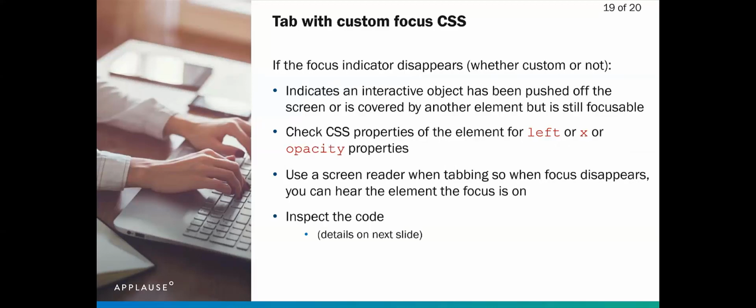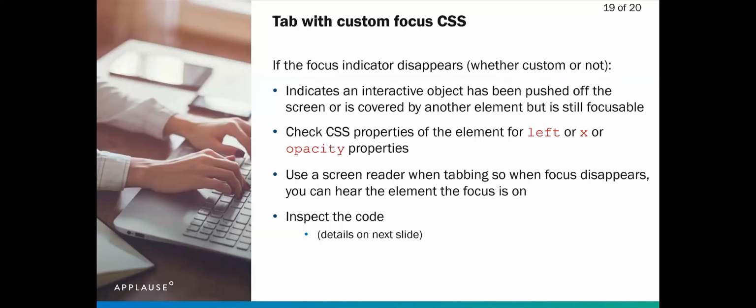So if the focus indicator disappears, whether you're using your custom style sheet or not, as I mentioned, it usually indicates an element is kind of fake hidden. And it's really done this by pushing it off the screen. That may be done with the left property or the X property, or sometimes I've seen the opacity is changed so that it's see-through, right? You can't see the element, you can see through it and you can see what's behind it. So it's non-opaque. And so the opacity property has been set.